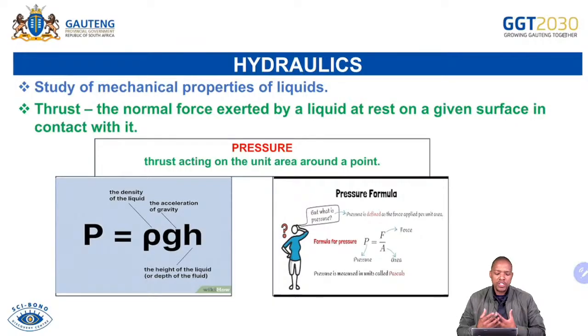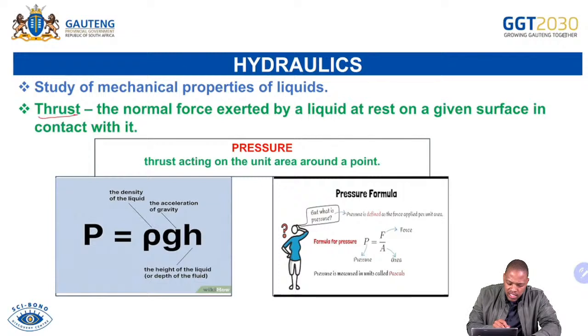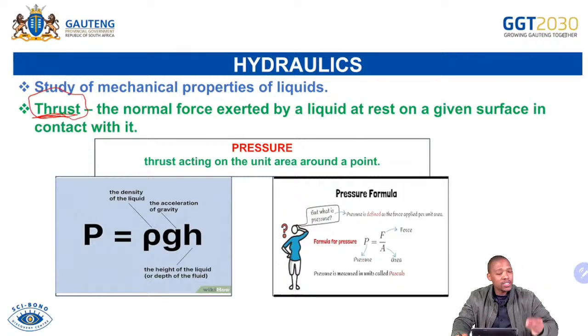Now, when we talk of hydraulics here, we are talking of the study of mechanical properties of liquids. That's where we are actually at. Right, then what we need to know is this definition here, which most of the time is overlooked, but the examiner sometimes can just throw it there: the thrust. Because when we talk of hydraulics, we have to talk of pressure. And before we talk of pressure, we have to talk of thrust. Now, thrust is a normal force. Why is it a normal force? Because it's always going to be perpendicular. But it's a type of normal force.